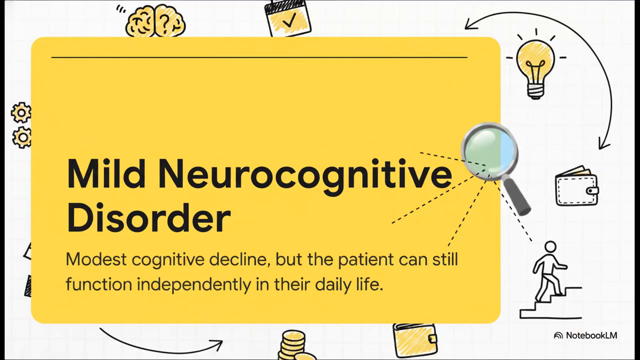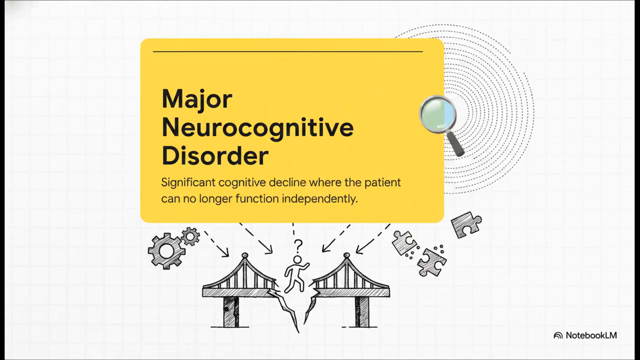Moving right along to Section 2, major versus mild classifications. First up is the newly introduced mild classification. Mild neurocognitive disorder applies when a patient exhibits a modest cognitive decline in one or more areas. But here is the absolute key: they retain their functional independence. You know the type. They can still manage their own medications, handle their finances, and safely navigate their day-to-day routines without your intervention.